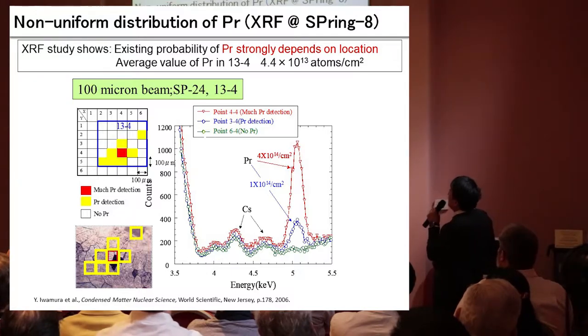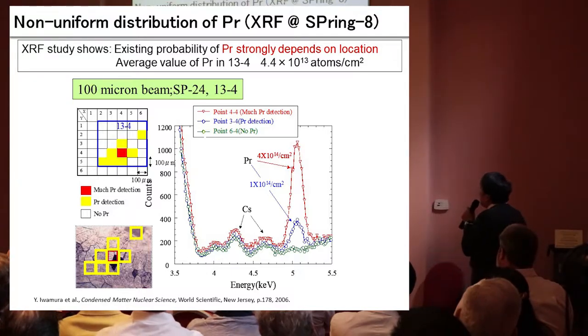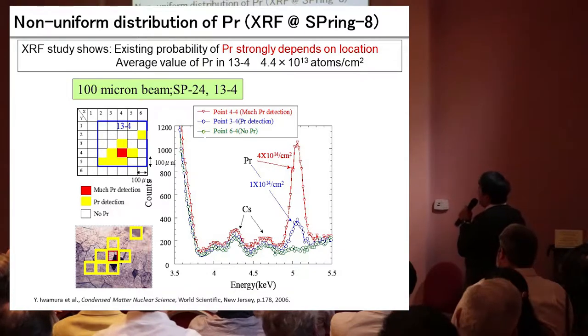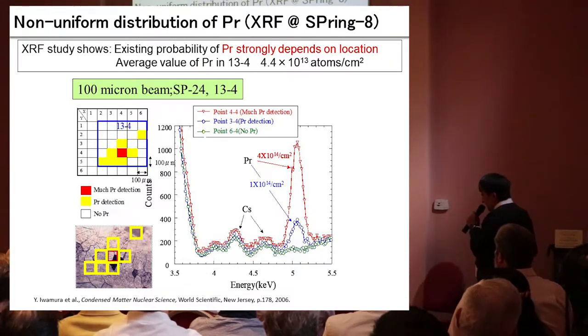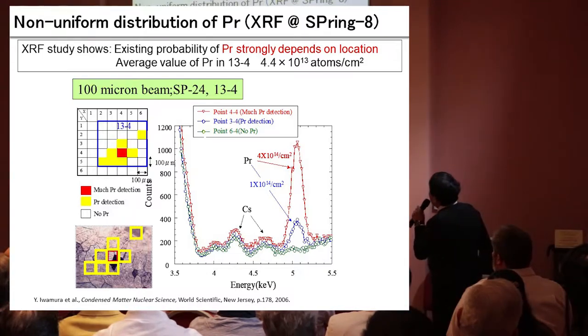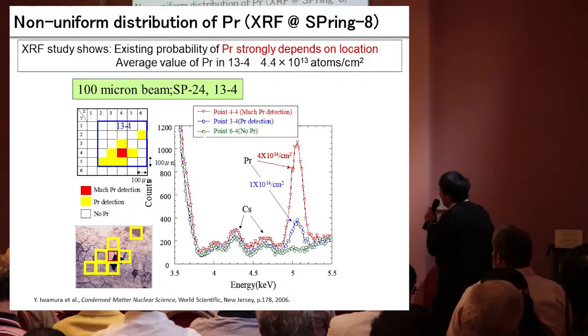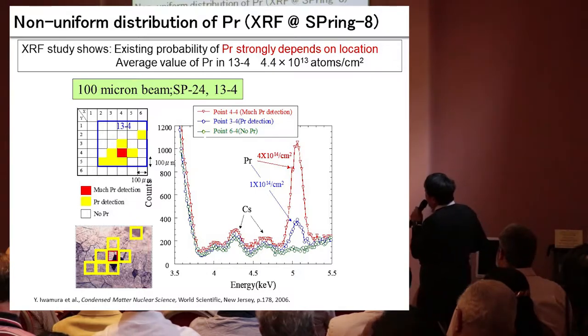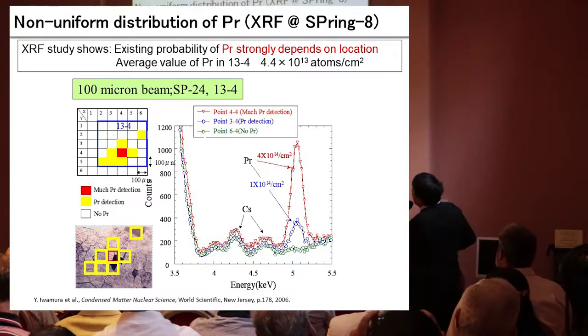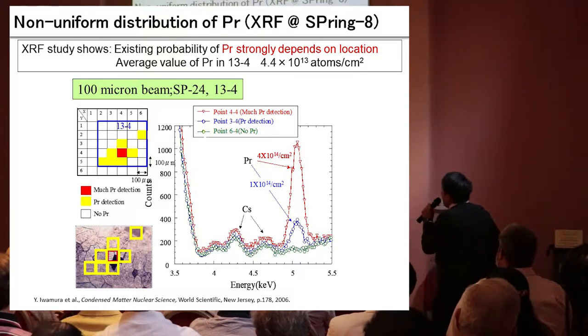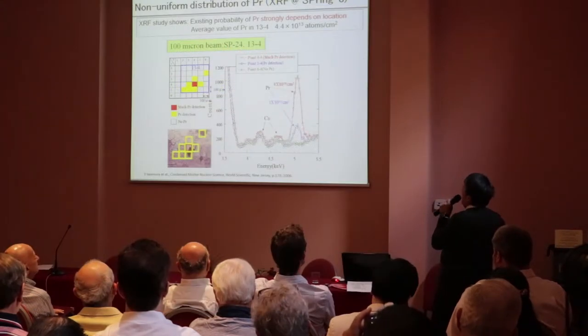the non-uniform distribution of platinum, using X-ray fluorescence at SPring-8. This data is from 100 micron beams scanning the samples. So this region is very localized.